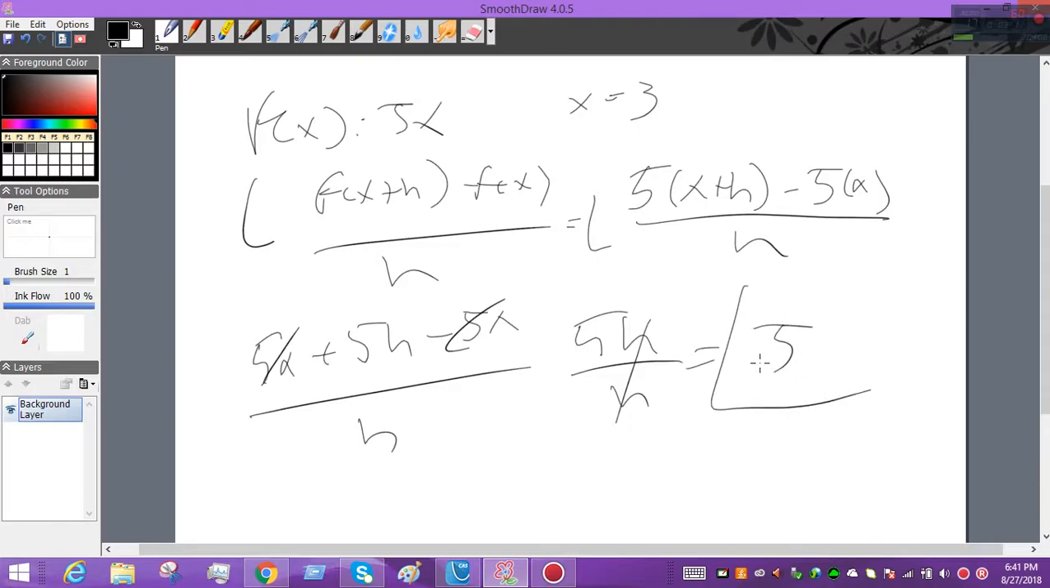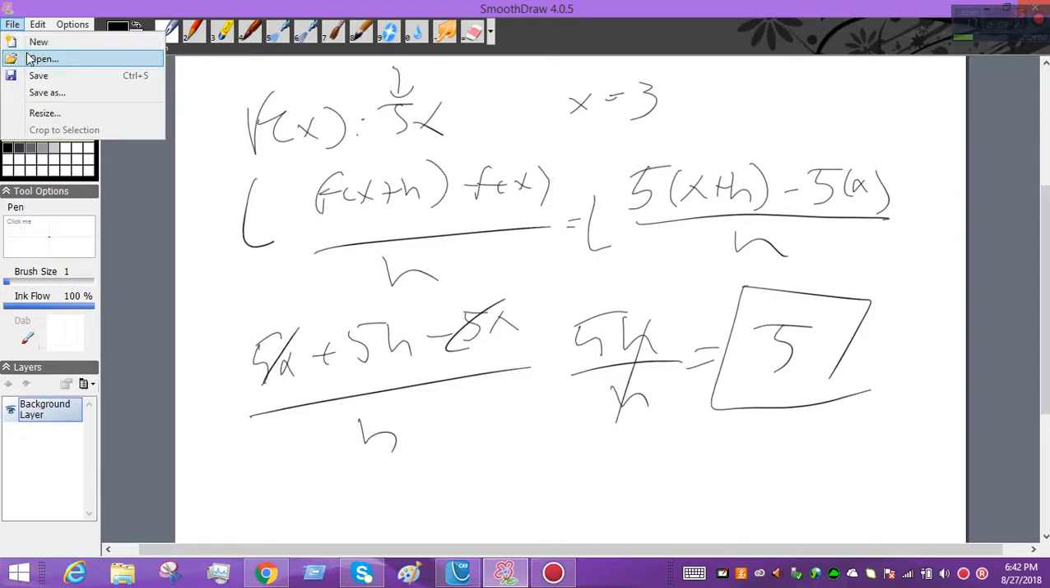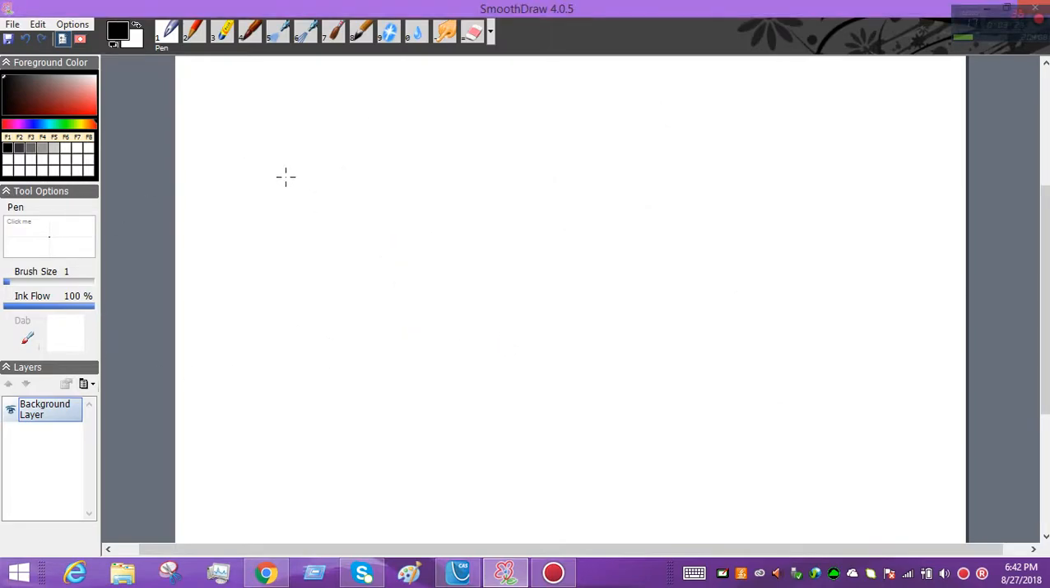If we think about it, the slope should be 5 because it's a linear equation, and that's a coefficient. And the coefficient is always the slope. y equals mx plus b, where m is the slope. So that makes perfect sense if you think about it.